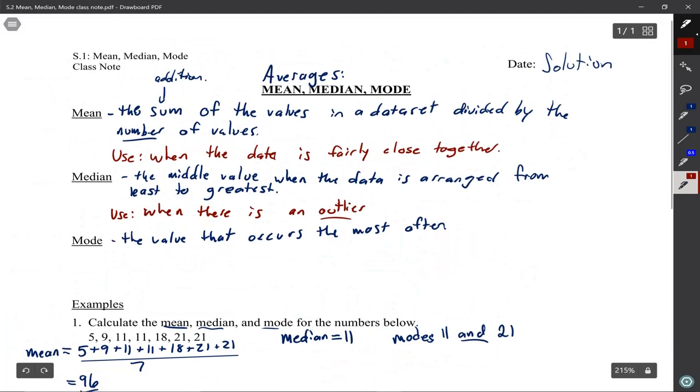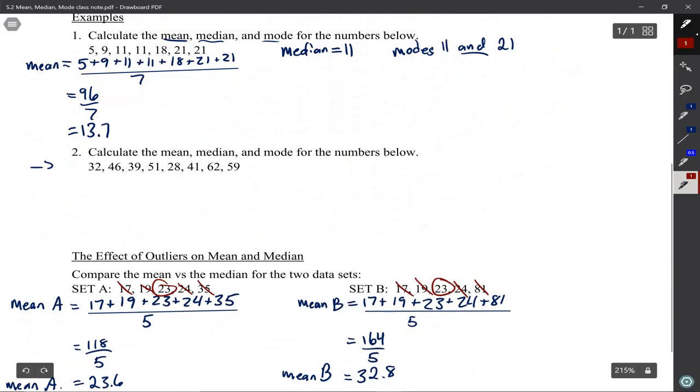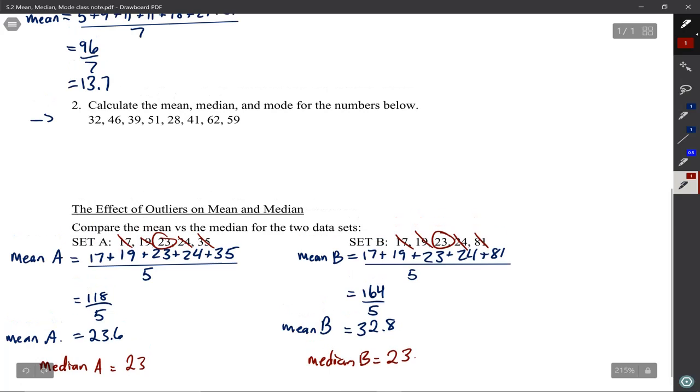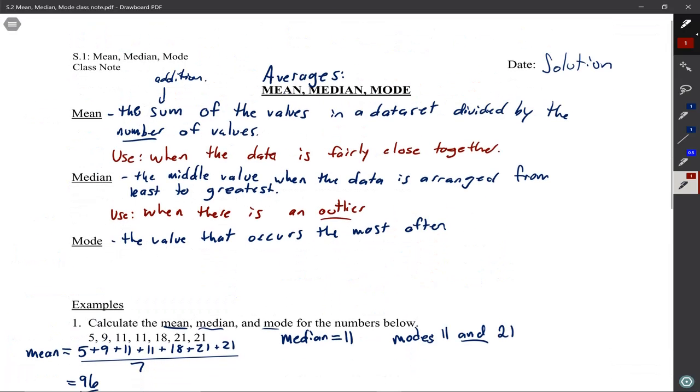So this should give you the information. Again, this all should be review, but hopefully that review makes us feel a little bit more comfortable with means, medians, and modes, three types of average.